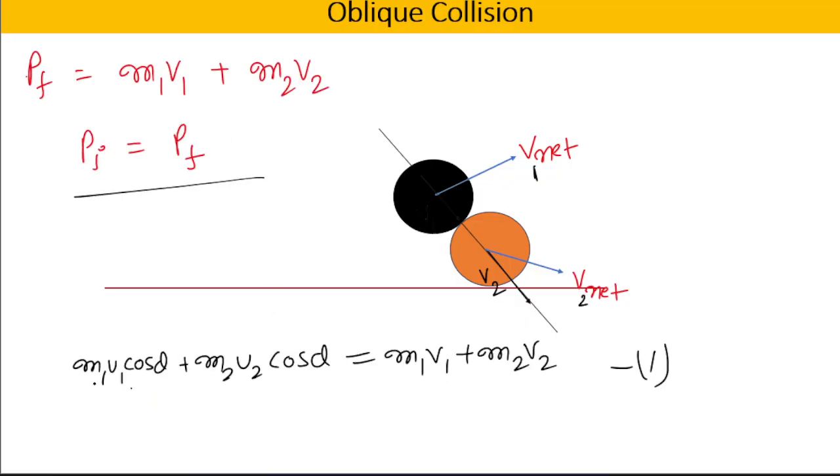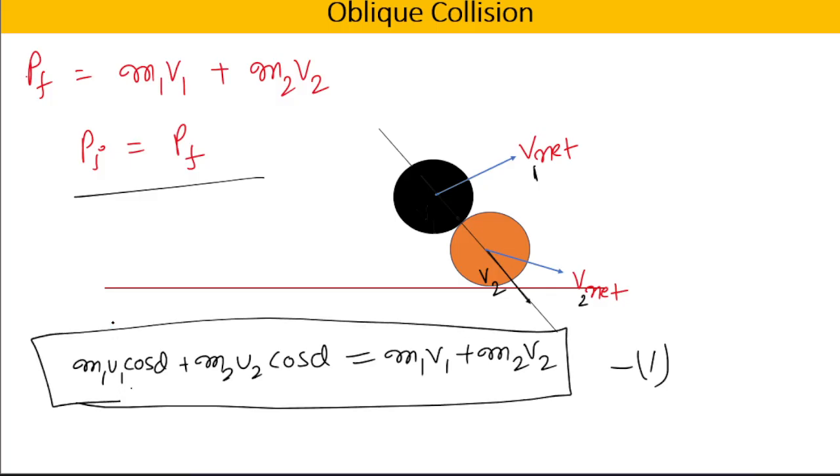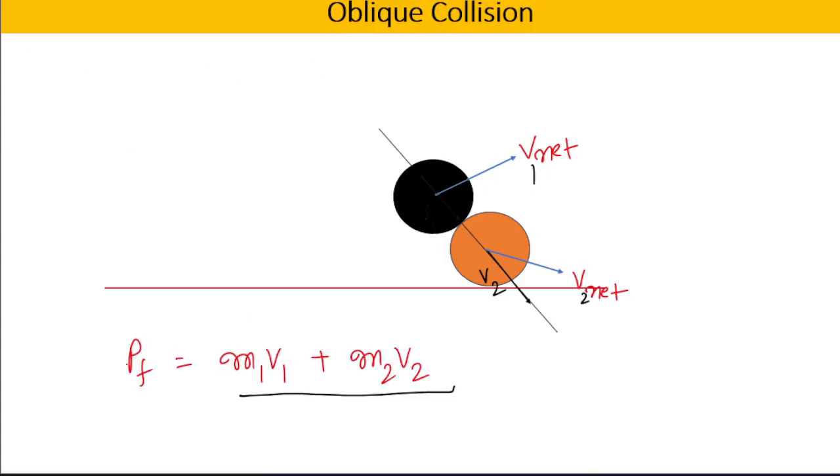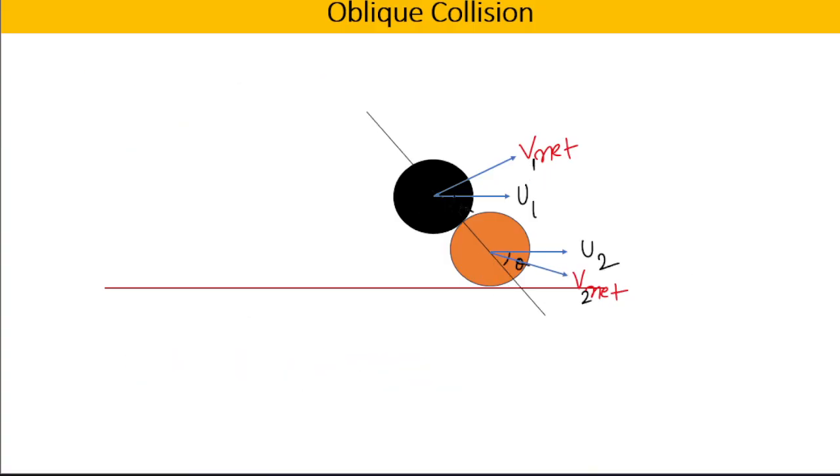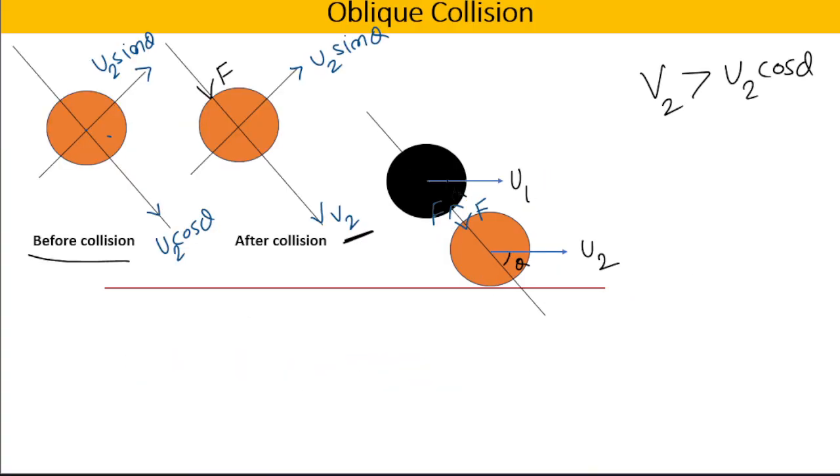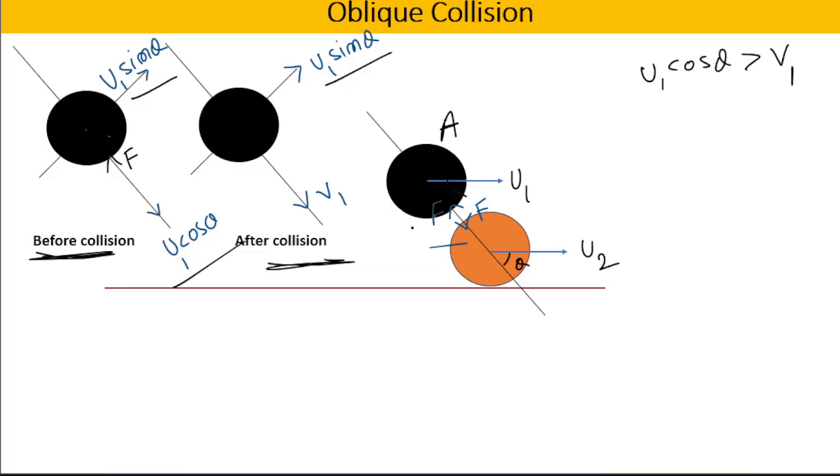पी आई इक्वल टू पी एफ: m1 u1 cos theta plus m2 u2 cos theta equals m1 v1 plus m2 v2. So always go for momentum conservation along the line of impact. ठीक है, I will again take you to all those diagrams before. ठीक है, इस चीज को हम और भी डिटेल में हमें देखना चाहिए.